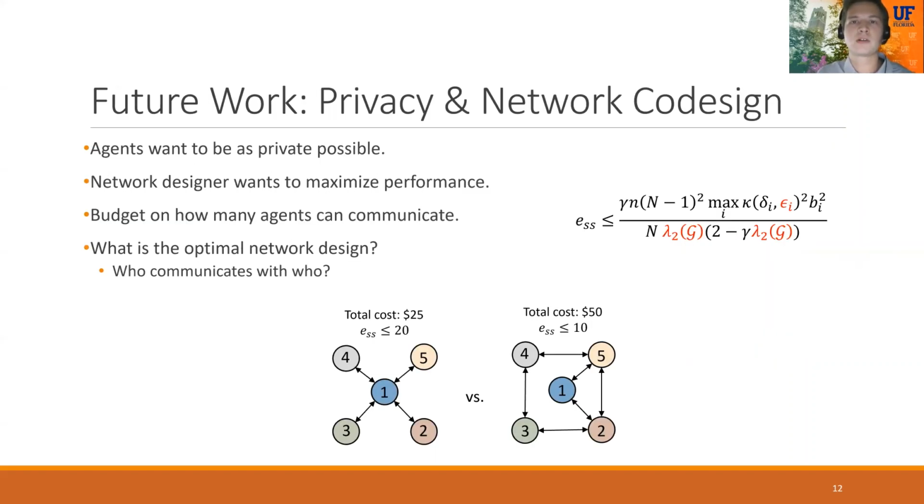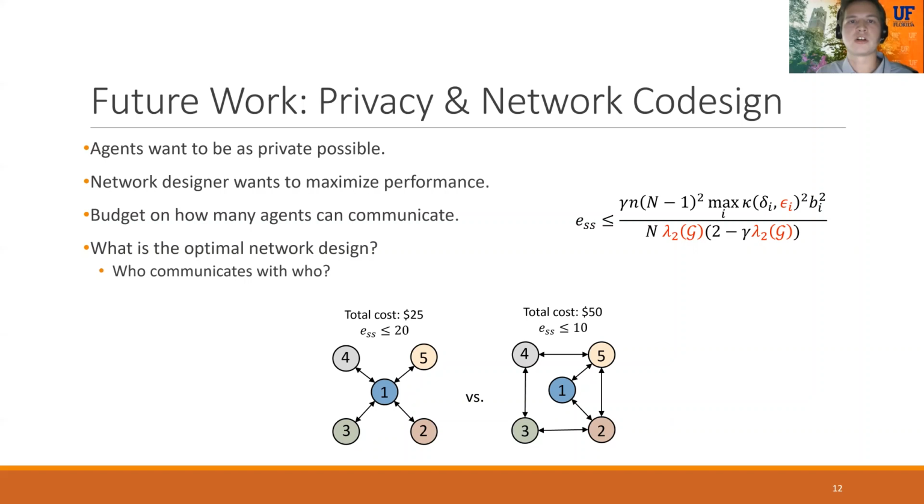And specifically for future work, we're interested in optimal privacy and network co-design. So if we want to design an optimal network, we want to consider things like that the agents want to be as private as possible, but the network designer wants the network to have the best performance possible. And these goals directly compete with each other, but the trade-offs we quantified in this work allow us to balance these goals in a constraint of an optimization problem. And we also want to implement constraints on how many agents can communicate or how many edges we can afford to have in our network.